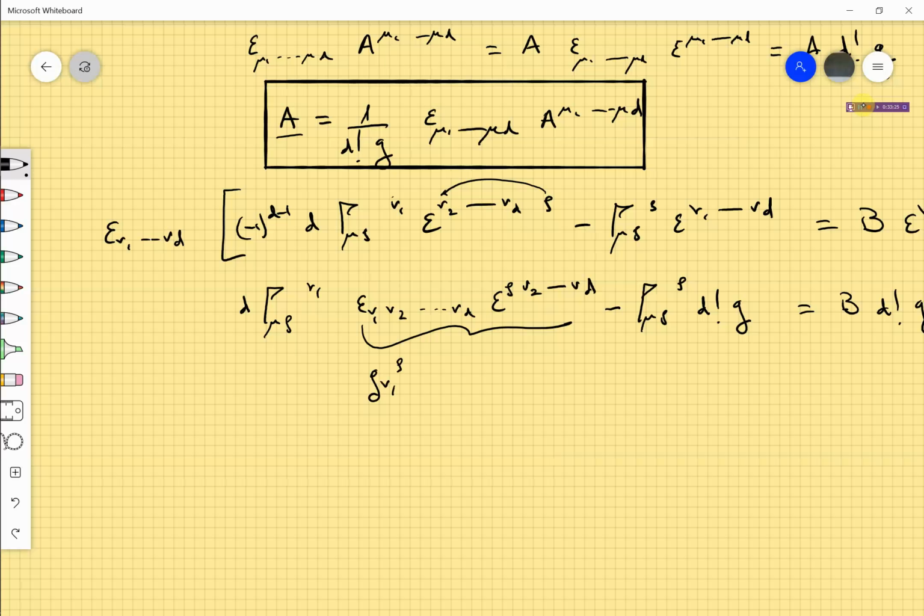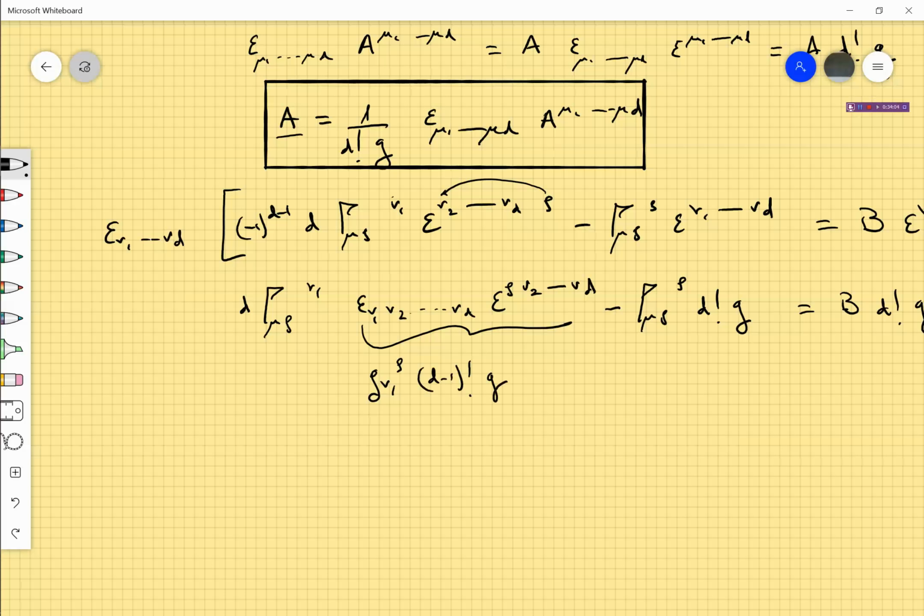Only when nu is equal to rho can this be different from 0, because nu 2 up to nu d have to be equal. Okay, this means that rho has to be different from the rest, and nu has to be also different from the rest. So it is the other one. It is the index which is not nu 2 up to nu d. In other words, rho is equal to nu 1. What is the factor? Instead of d factorial contractions, here we have d minus 1 factorial contractions. This is proportional to g.